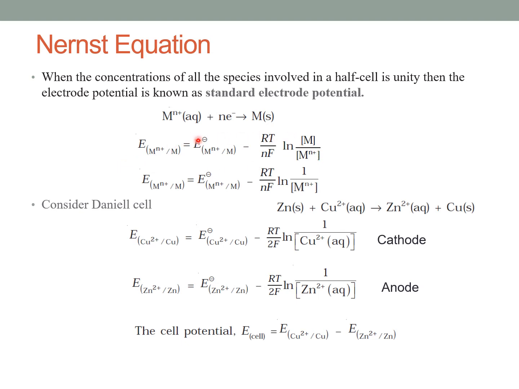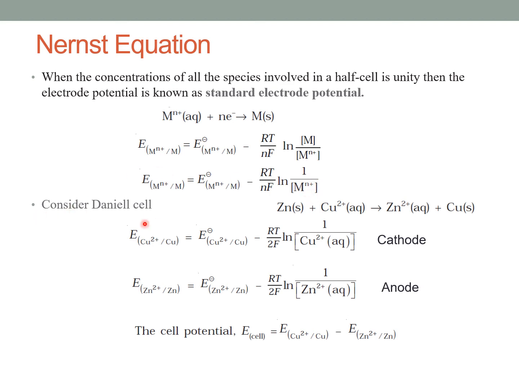So this is the equation one can use to find the electrode potentials of any half cells at different concentrations. As I told you, for pure metals the concentration is unity, so you can replace M by 1. So the equation becomes: the electrode potential is equal to the standard electrode potential minus RT by nF times the natural logarithm of 1 by the M n plus ion concentration.